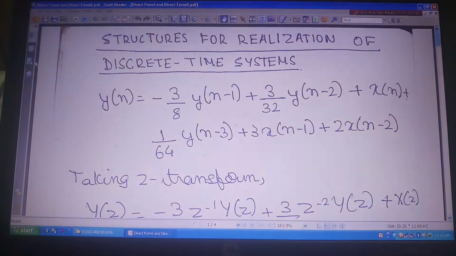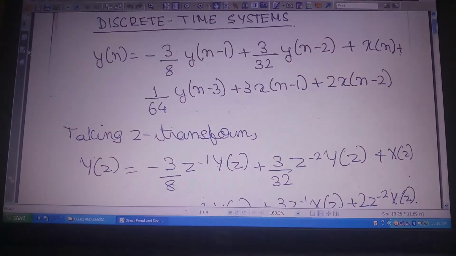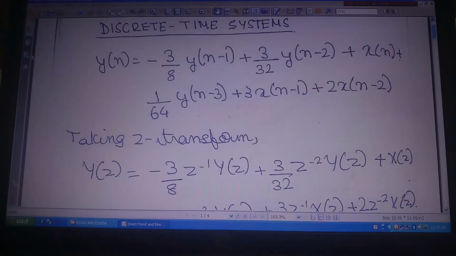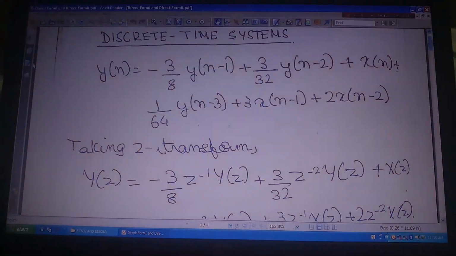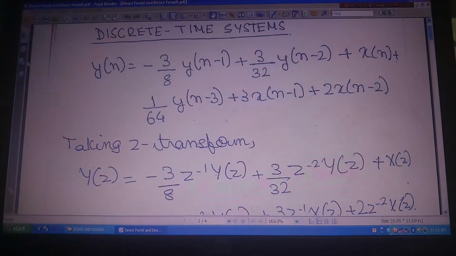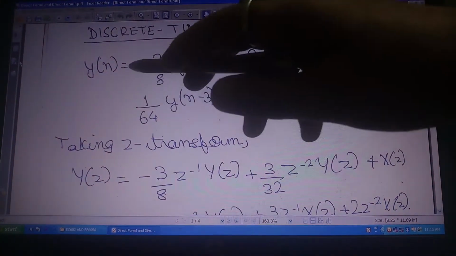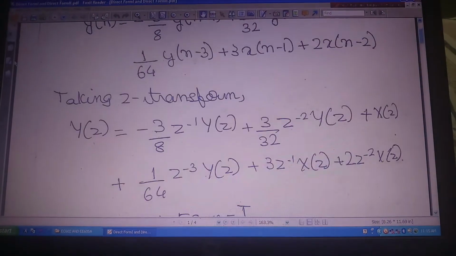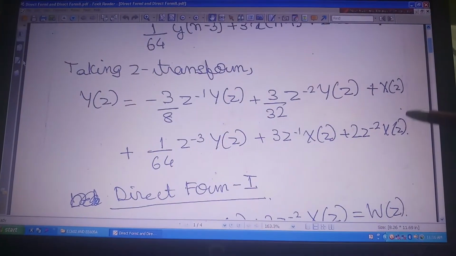So let me start with the example, this one. Let me tell you one thing, there are other methods as well, but for the semester exam purpose you have two methods which you will have to practice, that is direct form 1 and direct form 2. This is a discrete time system given by the input and output relation. If I take the Z transform of the above expression, I get this expression.